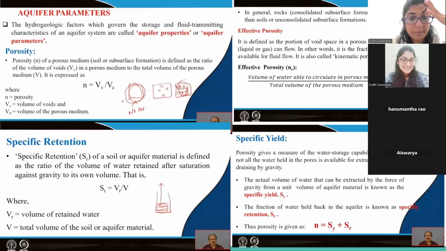So here in the lecture, they have provided what the aquifer parameters or aquifer properties are. The hydrogeological factors which govern the storage and fluid transmitting capability of an aquifer are called the aquifer properties. So porosity is one important factor. The specific retention, effective porosity, specific yield. What are these? Their physical meaning, definitions, as well as the mathematical expressions are important. If you're not learning anything, at least please learn this part. Porosity, retention, yield, effective porosity, as well as permeability.